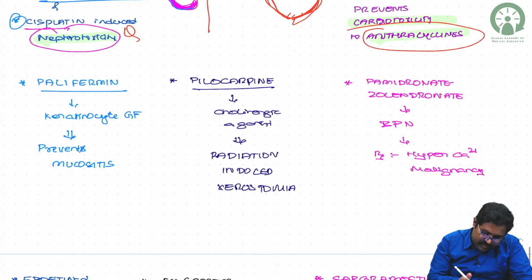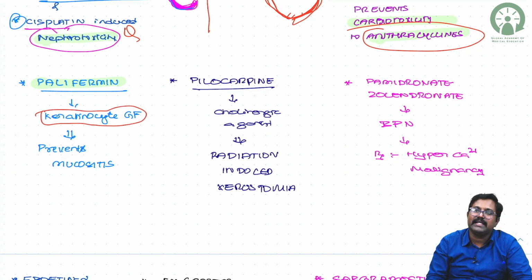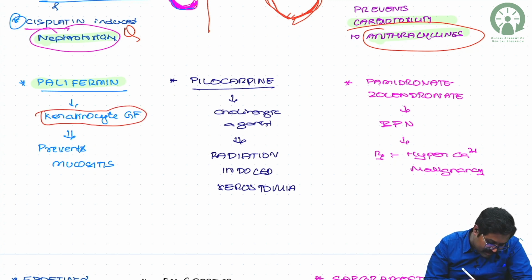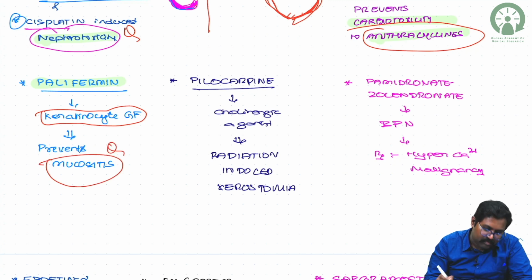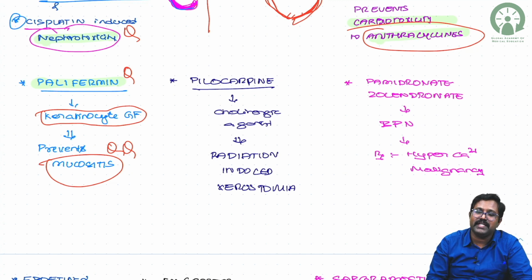Next we have palifermin. Palifermin is a keratinocyte growth factor, which is used to prevent mucositis. So remember, palifermin is the keratinocyte growth factor. It is used to prevent mucositis.